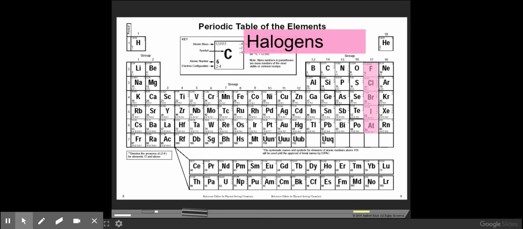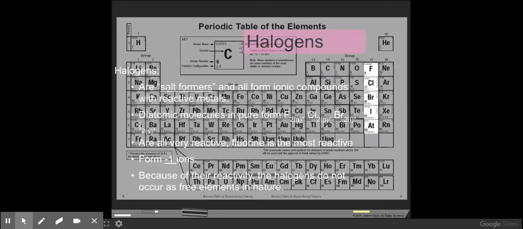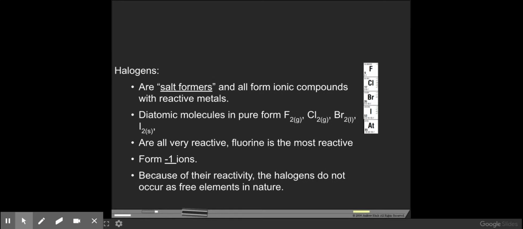Halogens are group 17. They are nonmetals, but they're specifically called halogens. They are salt formers, and they all form ionic compounds with reactive metals. So group 17 really likes to bond with group 1 because they have 7 valence electrons, and group 1 only has 1. So they want to steal the 1 electron from the alkali metals. And when they do that, they form -1 ions. They are the most reactive nonmetals, and fluorine specifically is the most reactive.